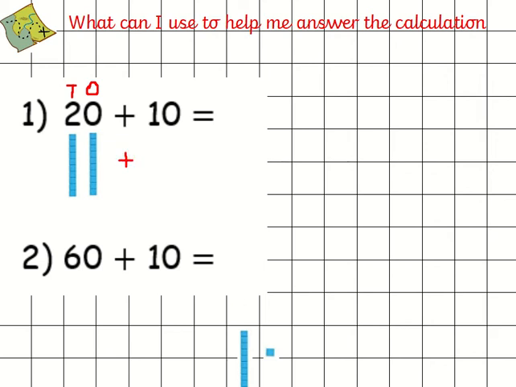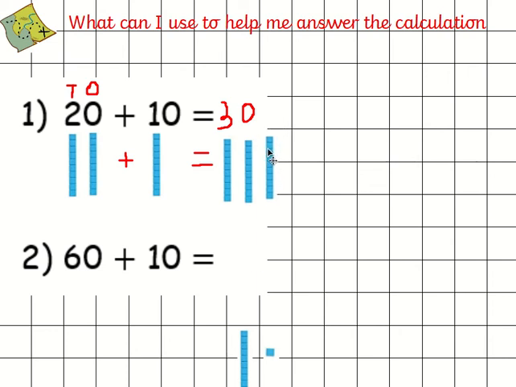So I've got 20 add 10, which we know is just 1 lot of our base 10. And now I can quickly count in my tens how many I've got. So I've got 10, 20, 30. Okay, so I've got the number 30, and I can represent that in my base 10. I've got 1, 2, 3 lots of 10, which gives me 30.